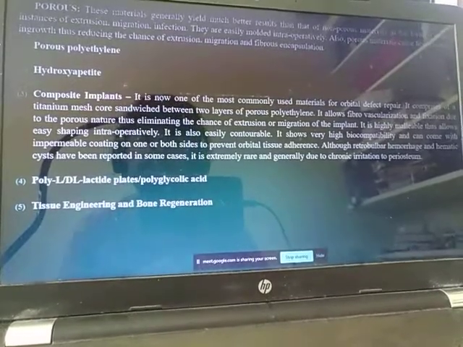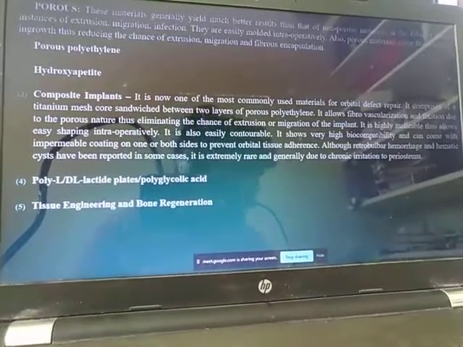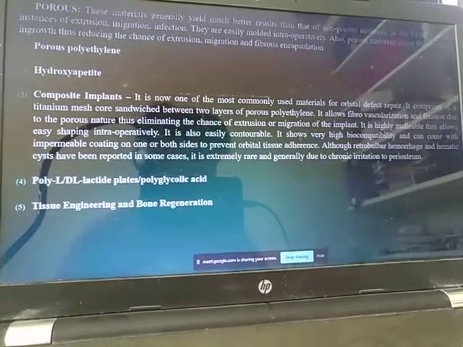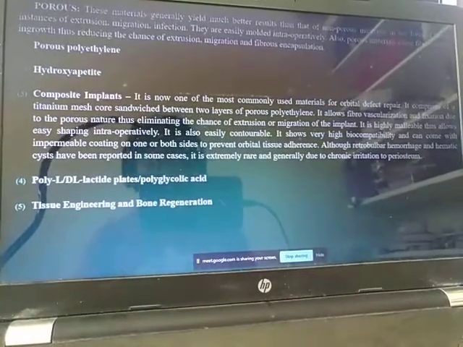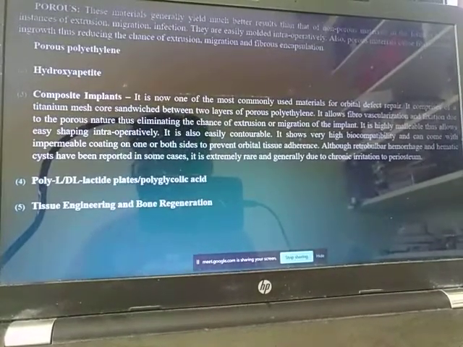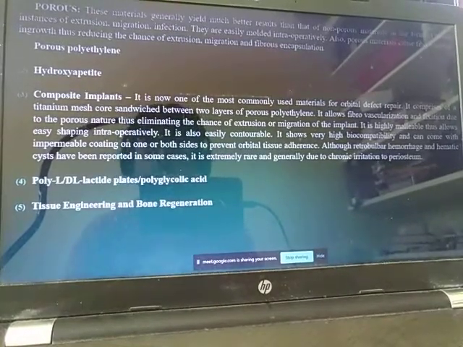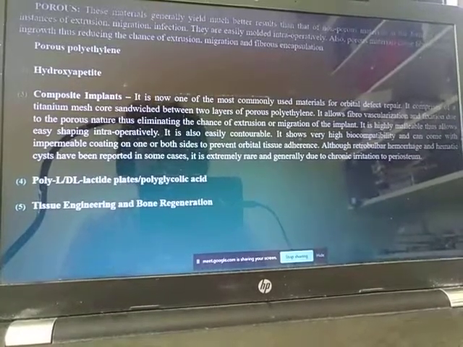Fourth is the poly-L/DL-lactide plates. It is a very recently discovered material, approved by the FDA only in 1995. Research is still going on to show if there are any long-term adverse effects of this or not, because not enough time has passed for the studies to show any conclusive results.